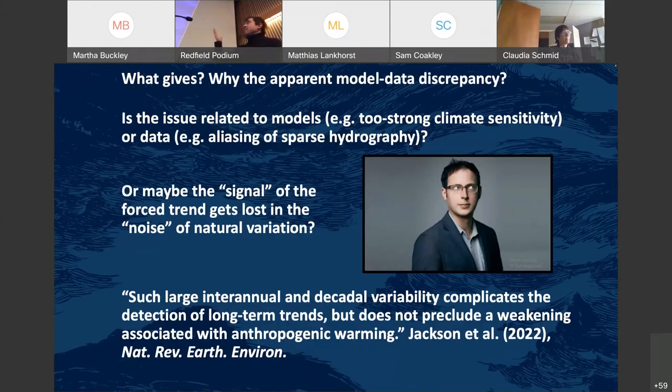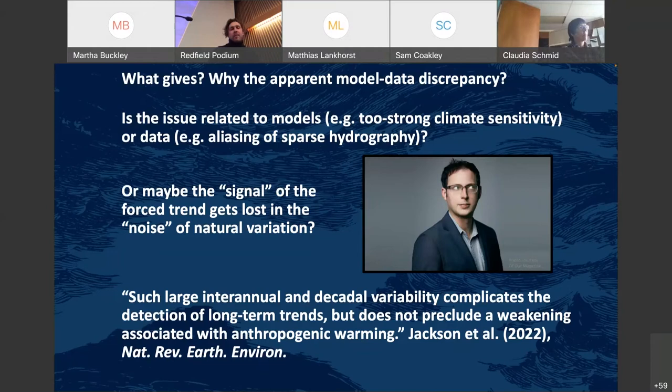With apologies to Nate Silver, maybe it's just that the signal is lost in the noise of natural variability. This is what Laura Jackson and her colleagues said in their review paper out just a couple months ago, where they said that the interannual to decadal natural variability in the system is so large, it makes it really hard to see any kind of long-term signal. So the fact that we don't see it jumping out at us in the data doesn't mean it's not there.